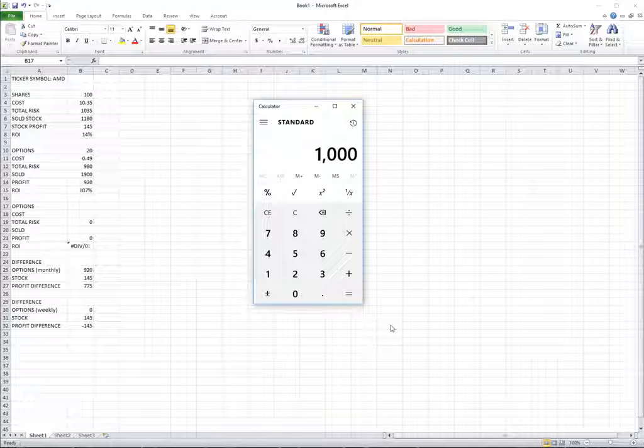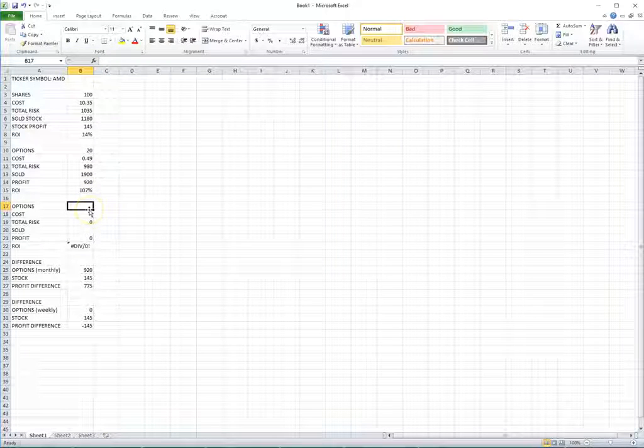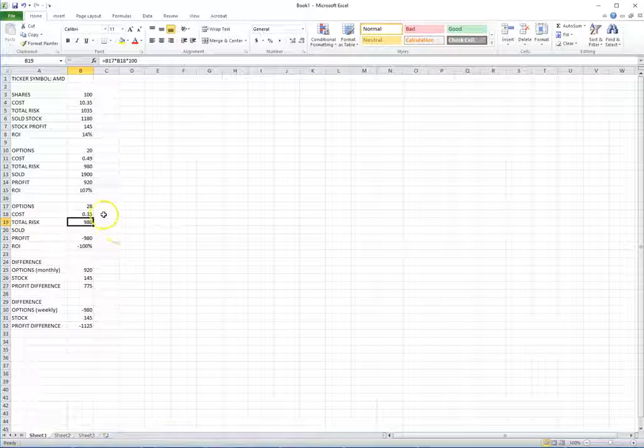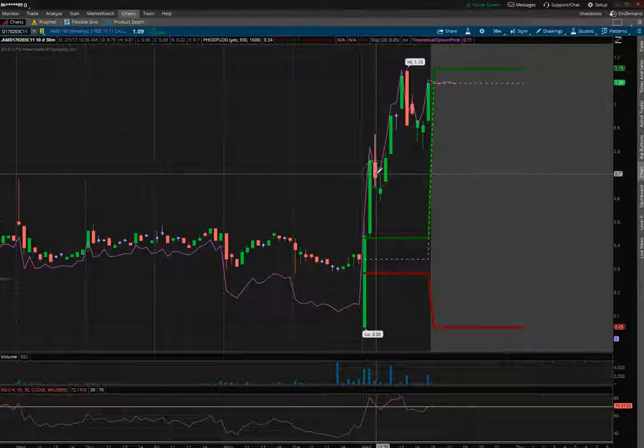We're willing to risk $1,000 because that's how many shares we bought. So let's compare. At 35 cents, I can buy approximately 28 contracts, at 35 cents per share, or $35 per contract. Our total risk is again $980. So let's see where we sold at 10:30.